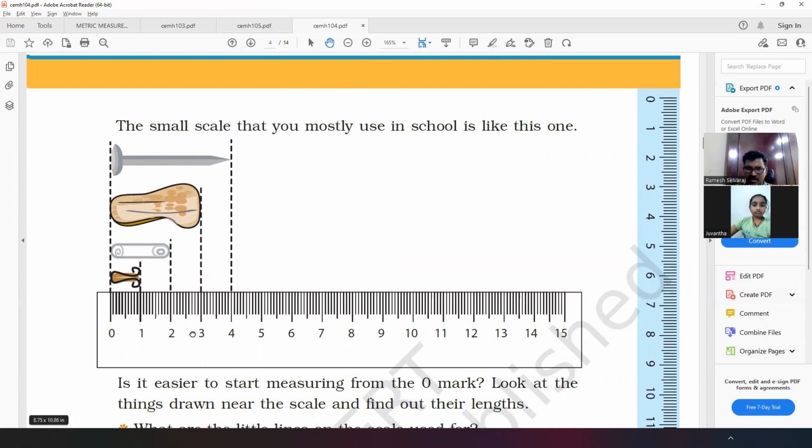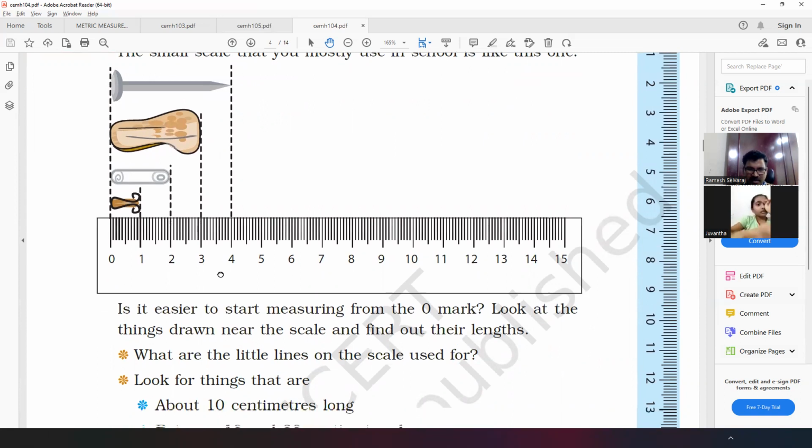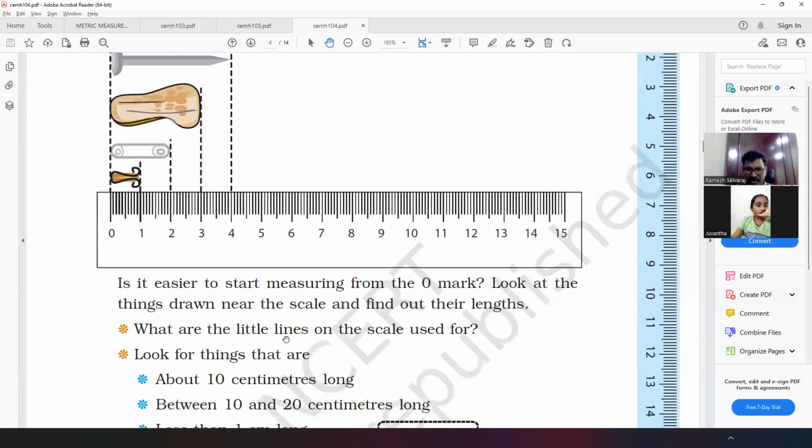Look at this. Look at the things drawn near the scale and find out their lengths. What are the little lines on the scale used for? The small little lines you see, every one is 1 mm. That's why here we say 1 centimeter, right? This 10 mm is called 1 centimeter. So from here to here, there are 10 mm, that is equal to 1 centimeter.